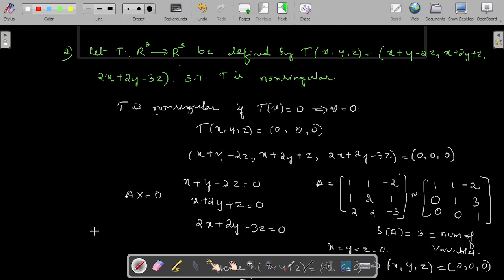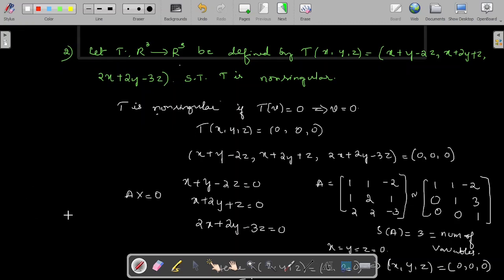So the rank of A is found using the coefficient matrix. First write the coefficient matrix: 1, 1, minus 2, the coefficients of the first equation. Then second row 1, 2, 1. Third row 2, 2, minus 3. Now you have to reduce it to row echelon form to find its rank.